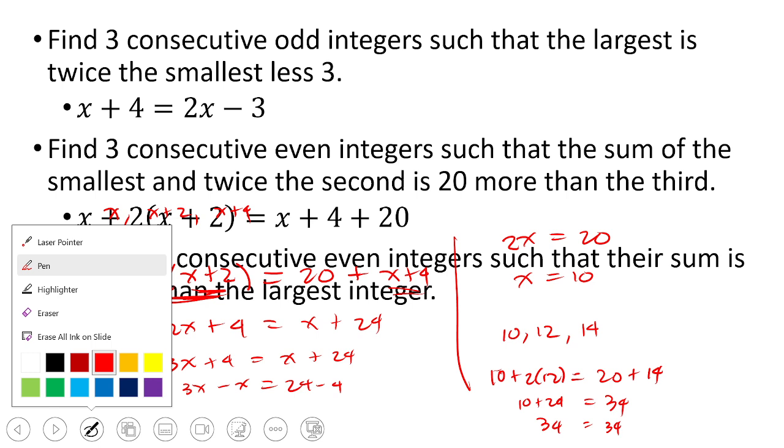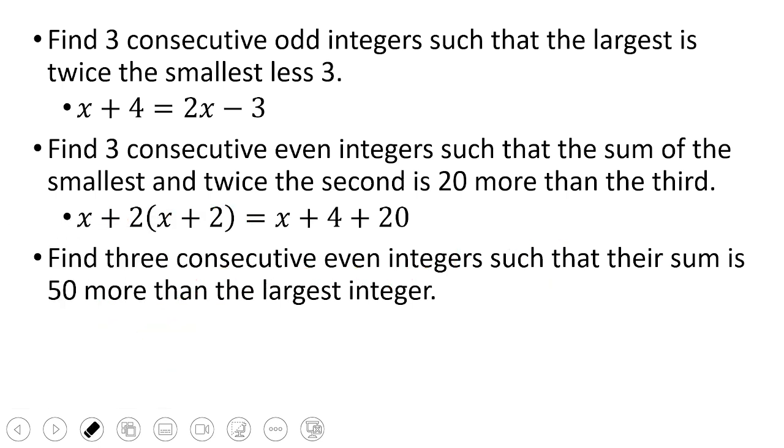Okay, let's have our third example here. Find three consecutive even integers such that their sum is 50 more than the largest integer. I'll be leaving this one as a problem for you to solve.